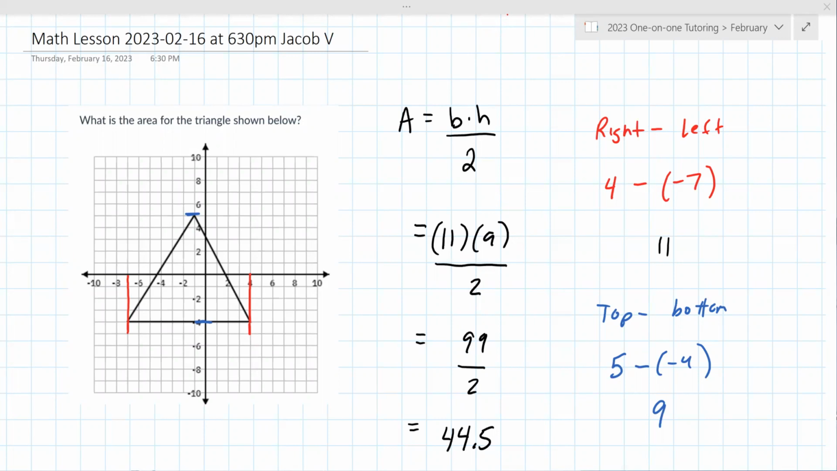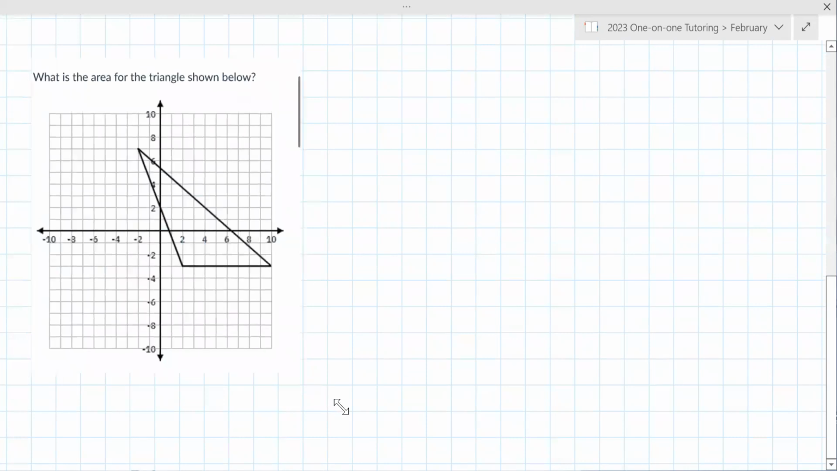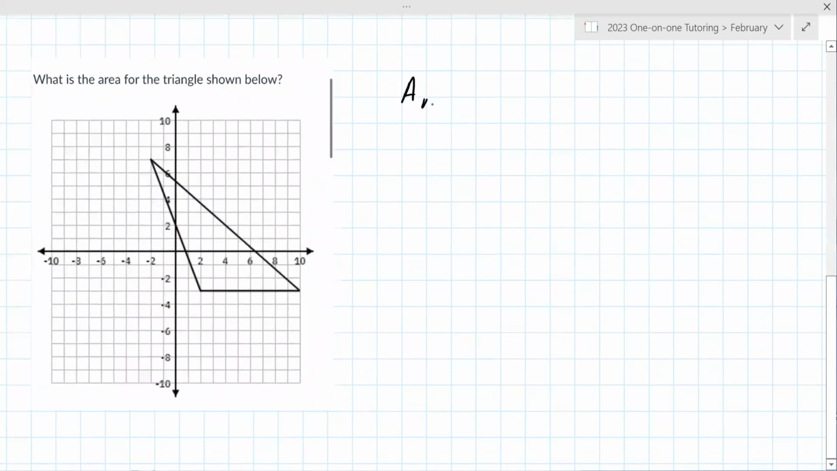Nevertheless, we can go on to number 2 here. Any questions on that before we go into 2? No, not really. Okay. So for number 2, again, the area of the triangle, notice I always write the formula, base times height over 2.